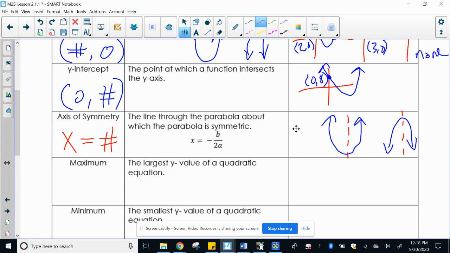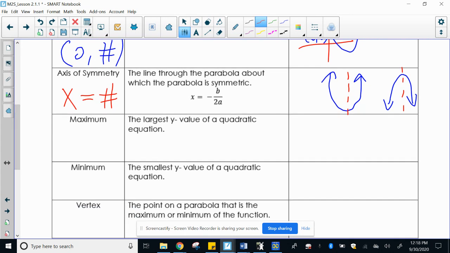Next, we have maxes and mins. A maximum is the largest y value of a quadratic equation. This is just going to be some number, and same thing with a min. It's just a number. We're drawing a sketch that shows what it would look like when we have a max value. That's going to be when it's an upside down parabola, because then we have a highest point, a max. So this would be our max right here.